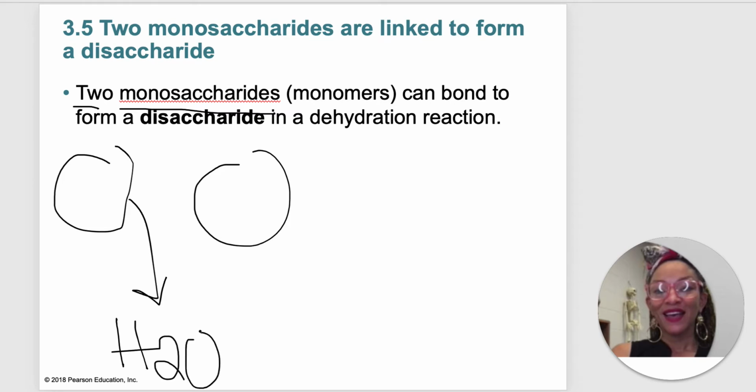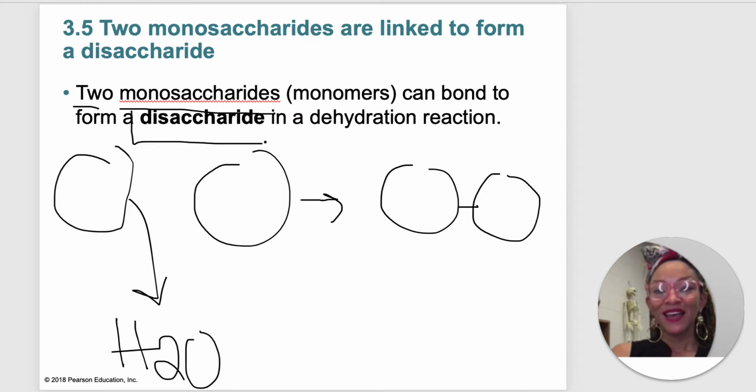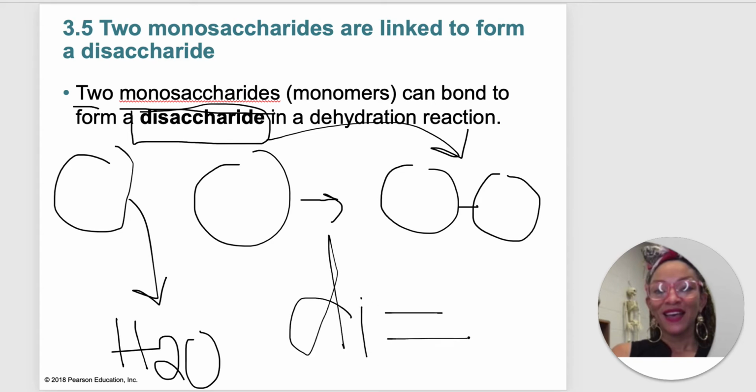Remember, you're kind of getting thirsty, right? You don't have a lot of water. We're dehydrating this to make a bond between these two monosaccharides. And now that they're bonded together, so we have two, it's now known as a disaccharide, and that's the term we're looking for right here. Di means two, so we combine that di with saccharide, and that means two sugars.